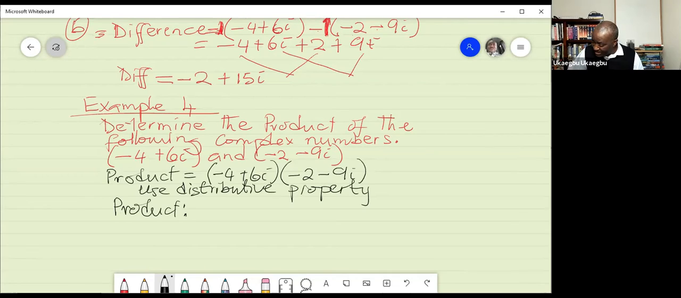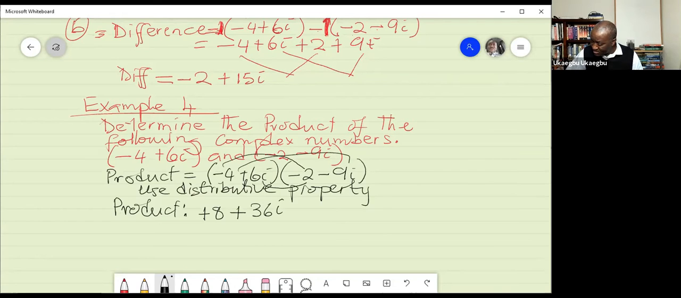So now -4 multiplied by -2. First of all, perform the multiplication of the sign. Negative times negative is positive, so you write your positive. 4 times 2 is 8. Then you repeat the process. -4 times -9i: negative times negative is positive, you have your plus. 4 times 9 is 36, you have your 36i. Then you try the same thing with 6i.